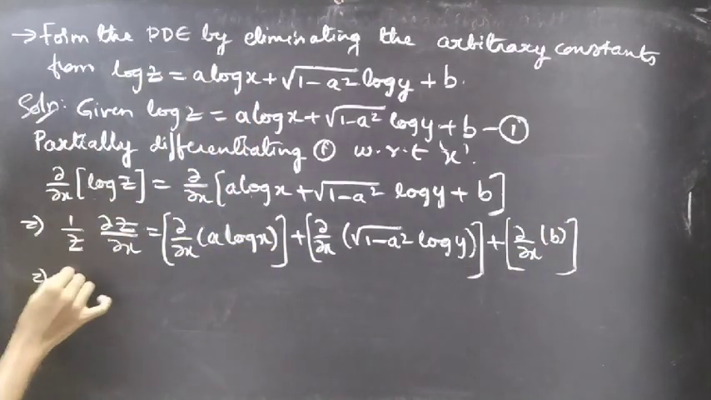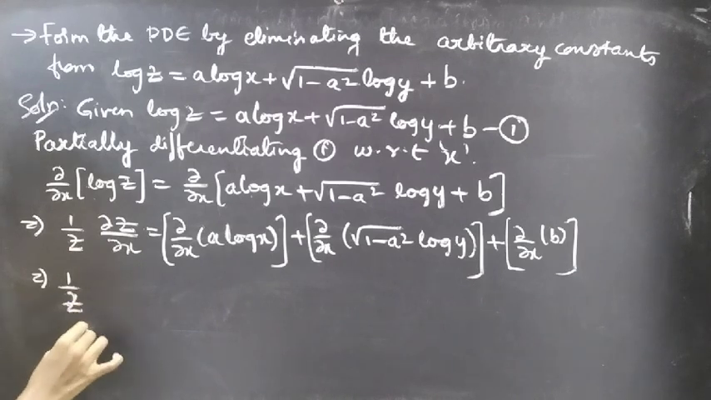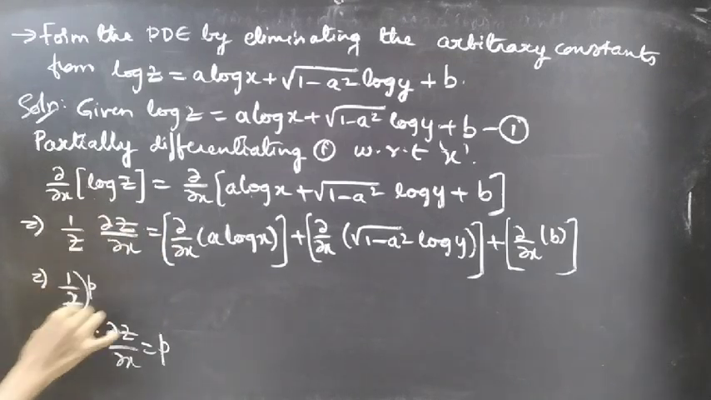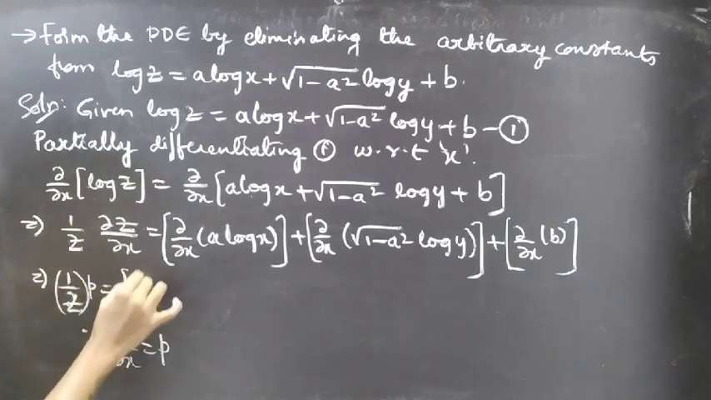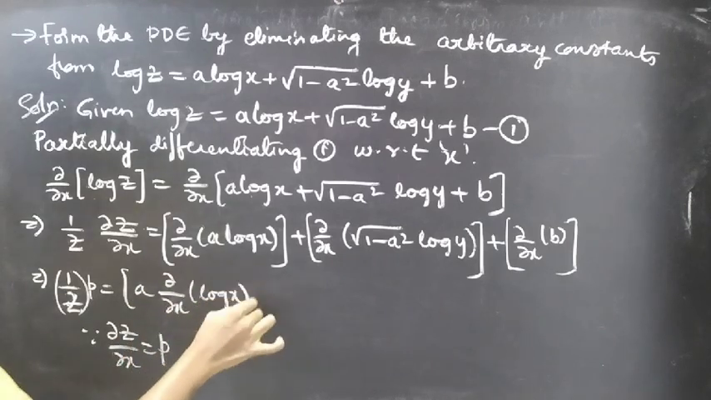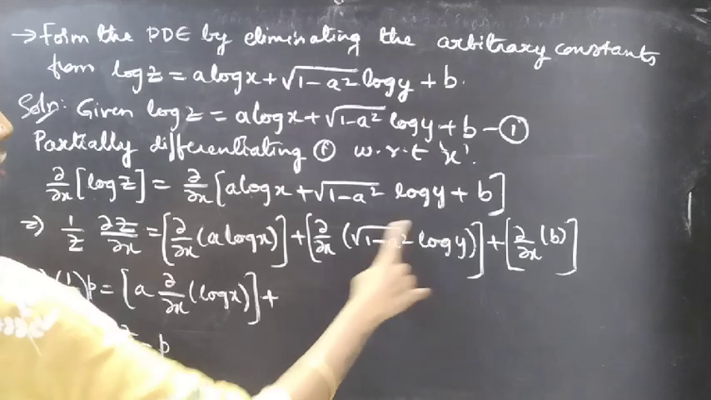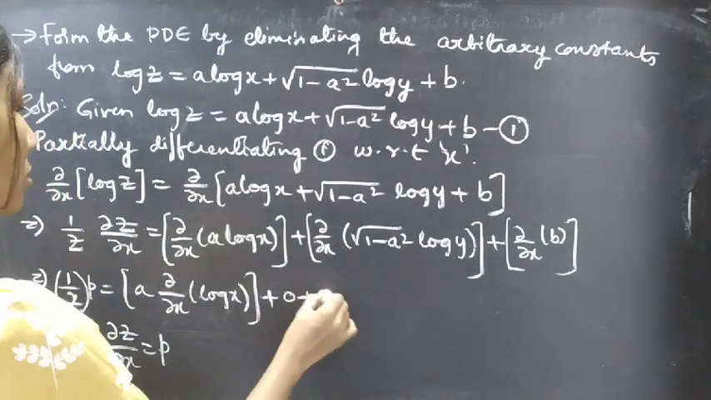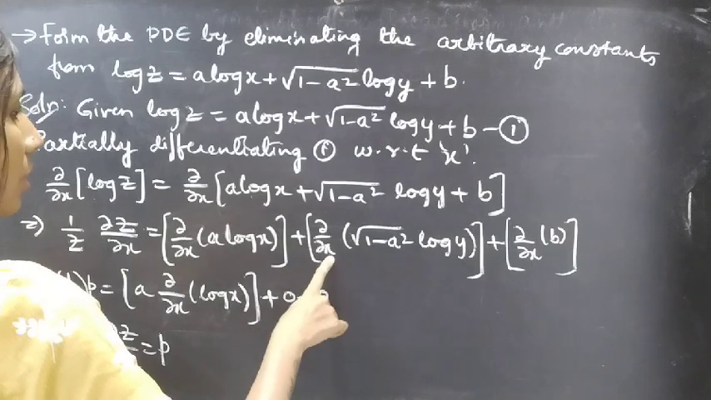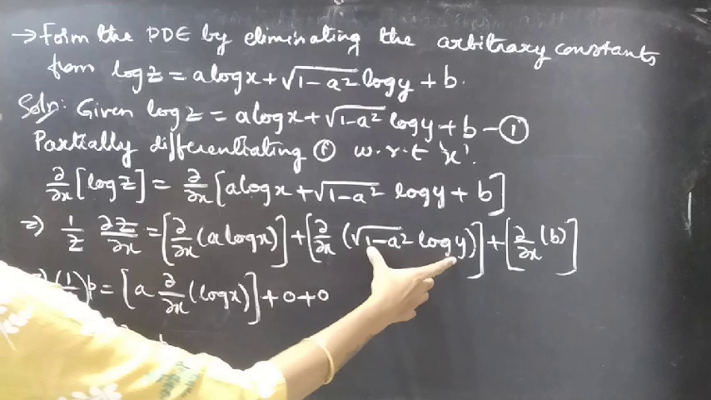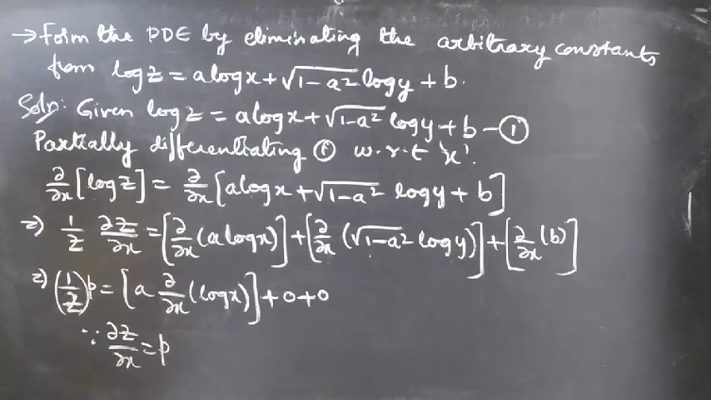Okay, this gives us 1 by z into, since we have a notation dou z by dou x equal to p, let's replace it by p. You'll get 1 by z into p equal to a into dou by dou x of log x plus partial derivative of constant with respect to x is 0 plus partial derivative of constant with respect to x is 0. Since we are partially differentiating with respect to x, y will be treated as constant. Okay, so you'll get partial derivative of a constant with respect to x 0.